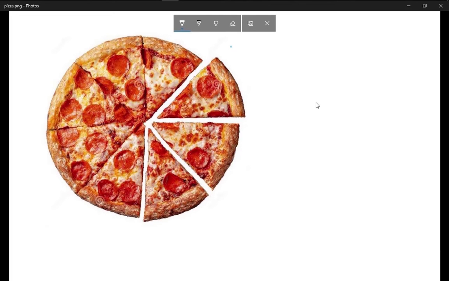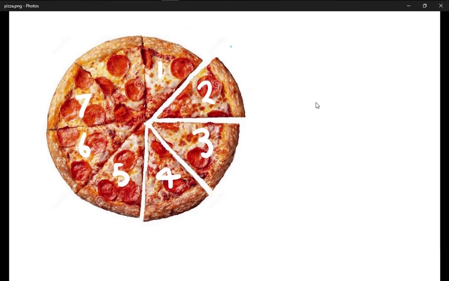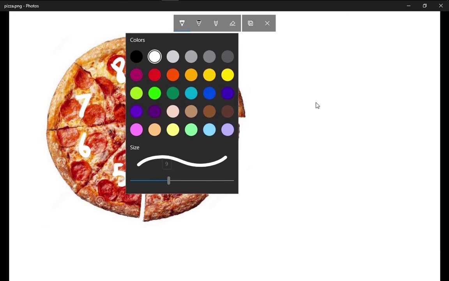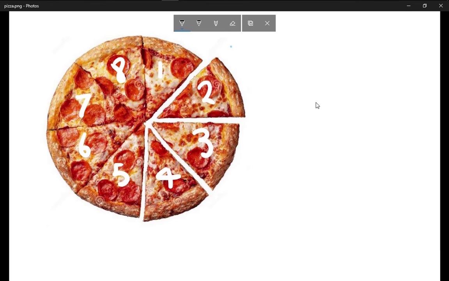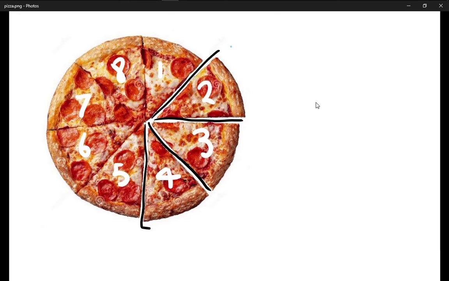This is called a pizza. This pizza has how many parts? It's divided into how many parts? 1, 2, 3, 4, 5, 6, 7, 8 parts. You see, there are 8 parts in this pizza. Okay, and as you can see, some parts of the pizza are cut. You see, this part is cut, this part is cut, this part is cut, and this part is cut.